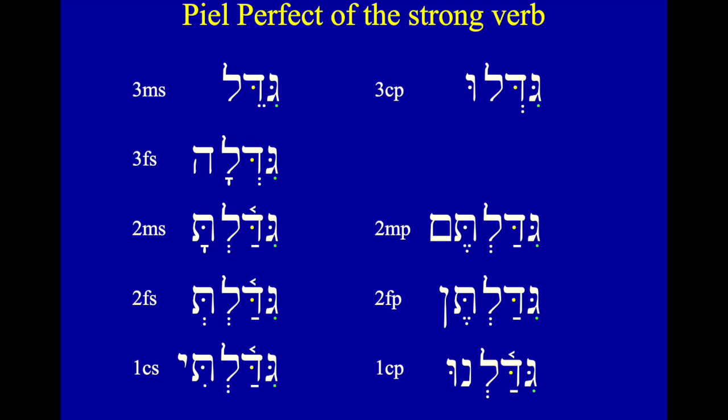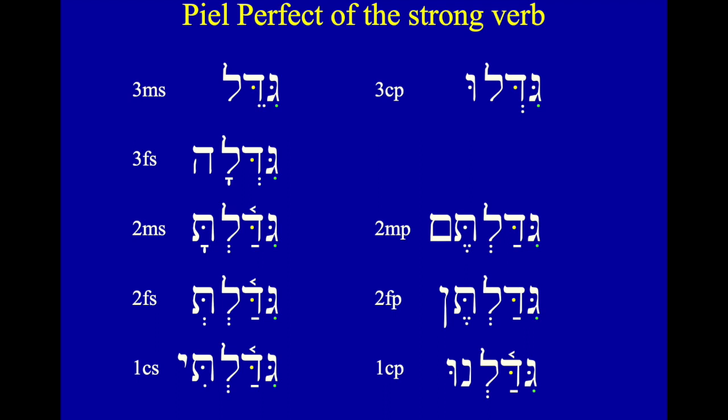But here it is doubling that middle radical because it's in the Piel, and we have an I-class vowel underneath our first radical. Remember for the Qal perfect, we had an A-class vowel under our first radical, like shamar, shamarti, shamarta. So you have A-class vowels underneath everything. Here you have an I-class vowel under your first radical and a doubling of the second radical, and that's our sign for the Piel perfect.